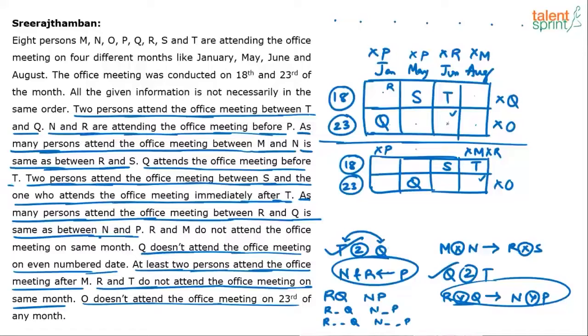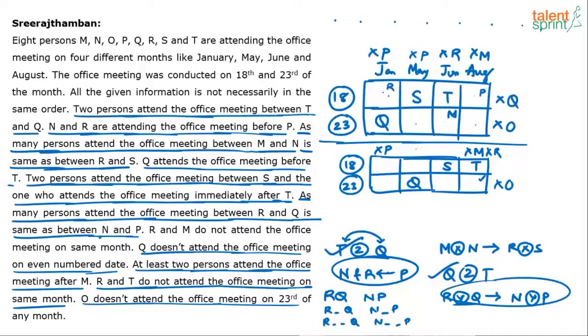N and P may come here. Like maybe you can take N in this position with P here, right? So the number of people between R and Q is 0. The number of people between N and P is 0. But the challenge with this is, where will you put O? Because we know O cannot come in the bottom row. O has to come in the top row. And the top row is already filled.